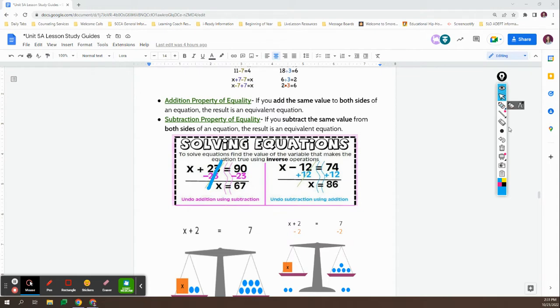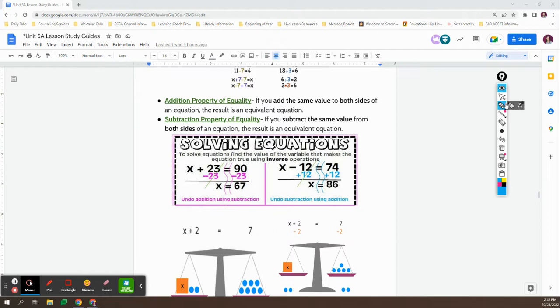which is 67. And then for the second example, we had subtraction, x minus 12 equals 74. So the inverse operation of subtraction is addition, so we added 12 to both sides to get that x is equal to 86. And what you could do to check your answer for both of these is you could plug back in the number for x.